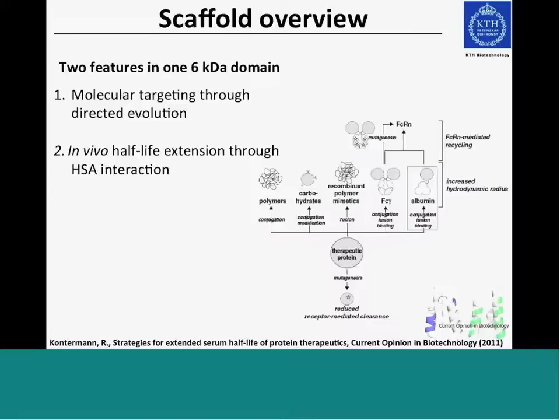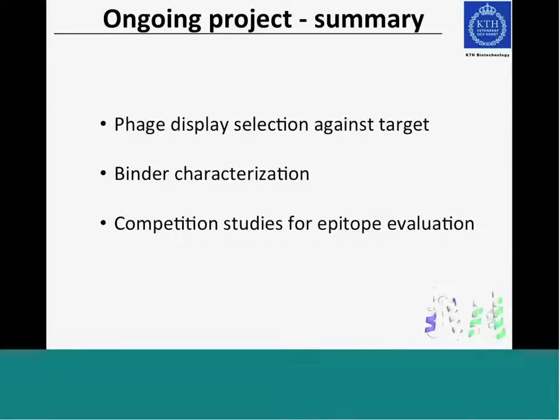So the workflow, or the summary of our current project: we have first used phage display selection against the target we are interested in. We have identified different binders and characterized them. And then finally we have done a competition study to evaluate the epitopes that our candidates are binding to.